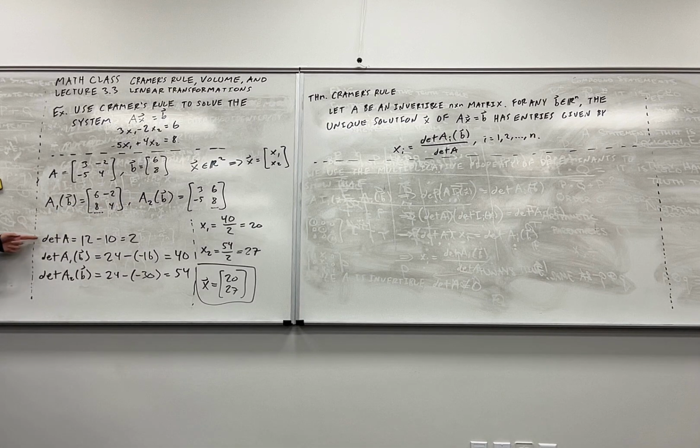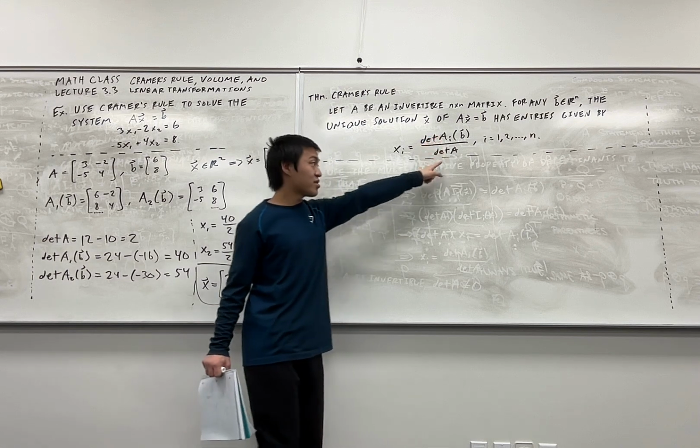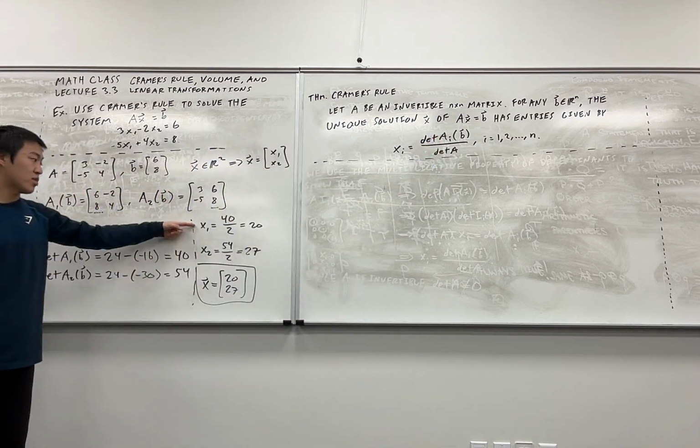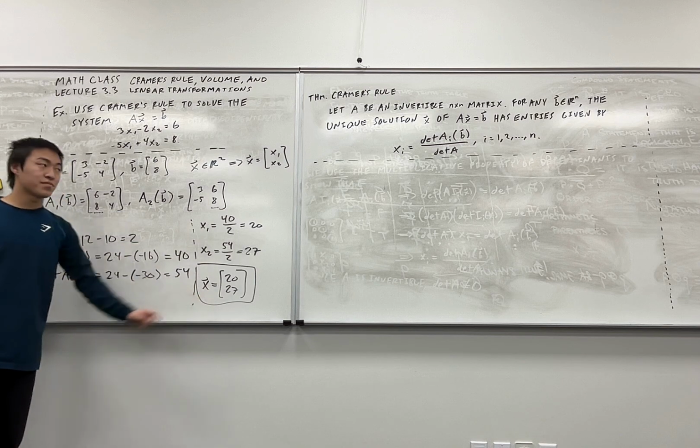Does it make sense how to perform the determinant computation for this example? And does it make sense how I know exactly which one of these determinants I'm dividing by the determinant of A for each corresponding x? And then you just write your vector.